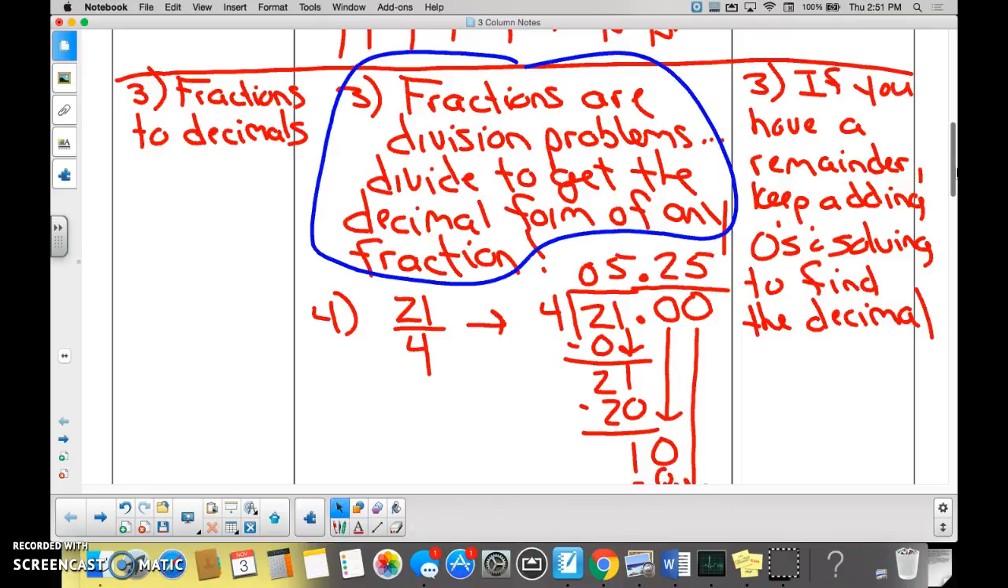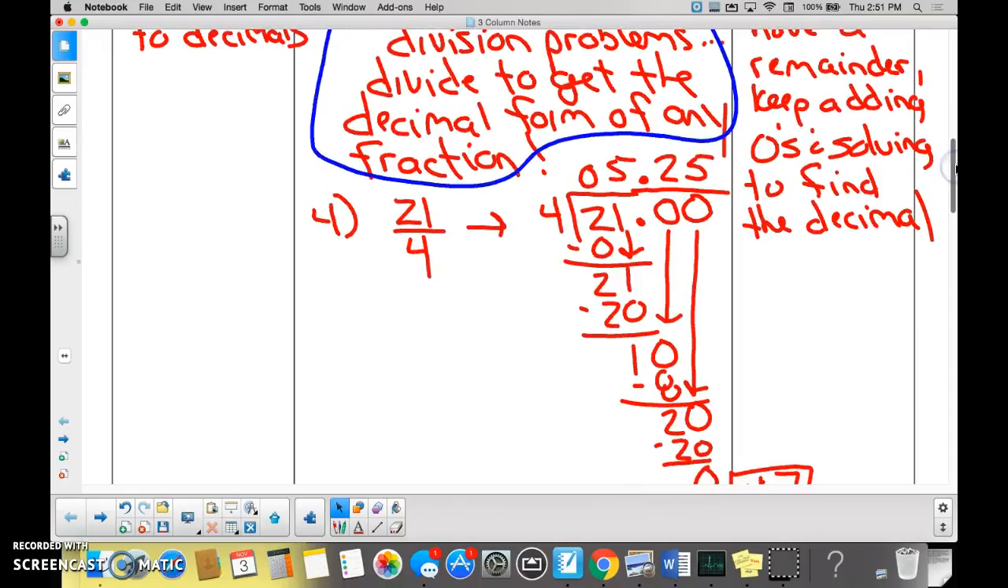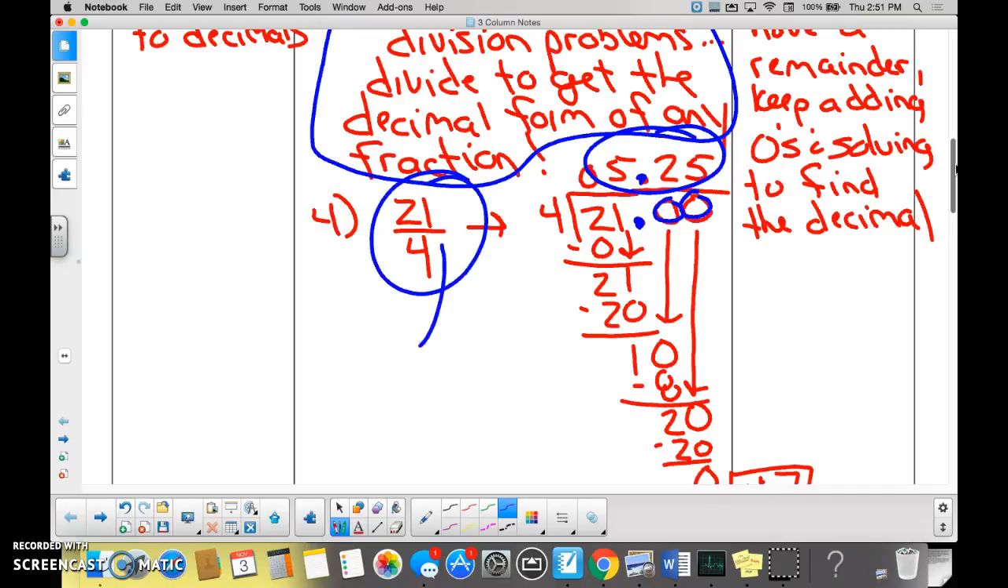Number 4, I gave you an example. We divided 21 and 4. We ran out of numbers, so we added a decimal point. We added the decimal point in the answer, and then we started putting zeros down here, right? Finally, we got to 5 and 25 hundredths, which is actually the same as 21 fourths. Because 21 fourths, as you just learned, is 5 and 1 fourth. 5 and 1 fourth is actually 5 and 25 hundredths. Yes, no? Yes. Got it.